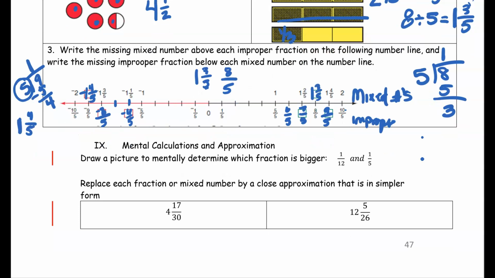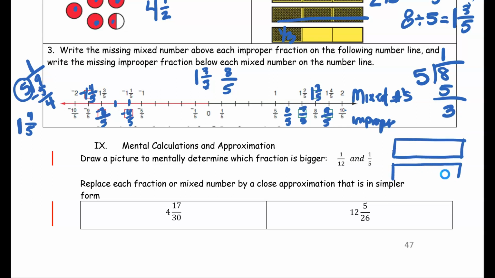And then last but not least, just like the other sections that we've been doing in chapter 4, we've got some mental calculations and approximations. So it says draw a picture to mentally determine which fraction is bigger, 1/12 and 1/5. So just like that last example, when we were getting common denominators, you could draw a rectangle for each. And again, it's really important that you just try to make your rectangles the same size, otherwise you really cannot compare. And then I'm going to divide 1 into fifths.